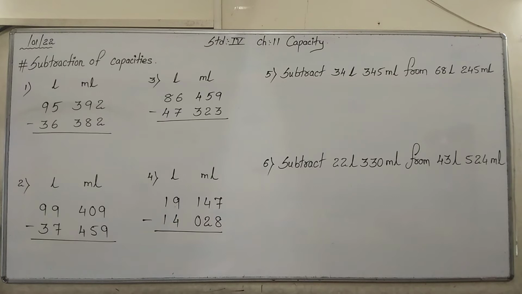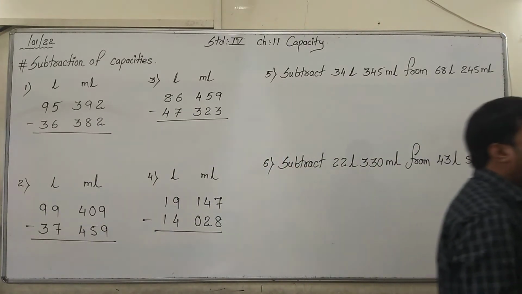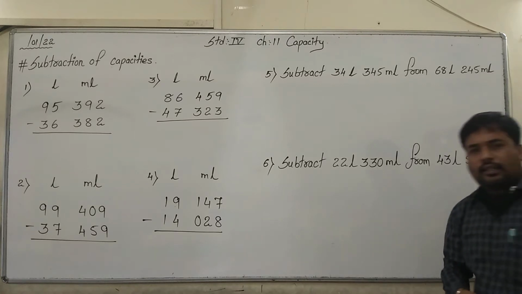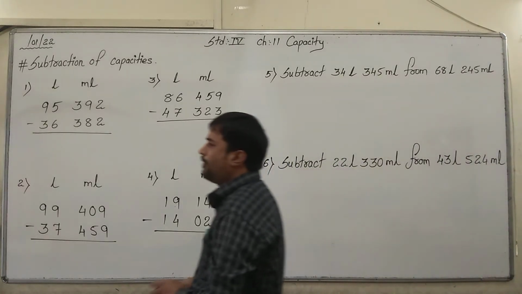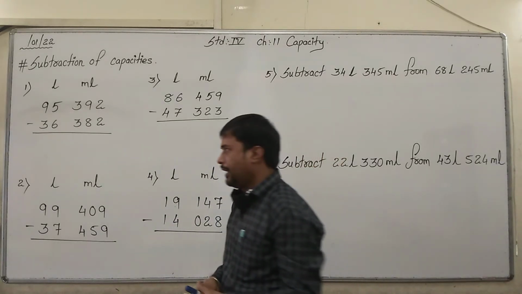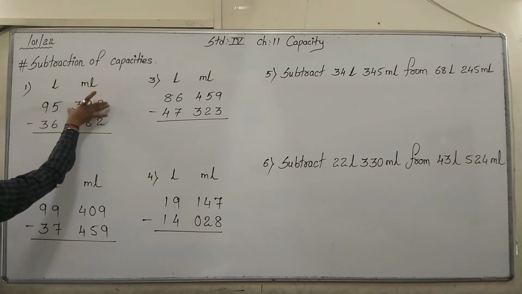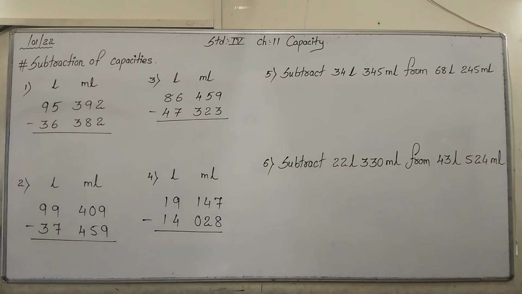Now moving ahead, today we are going to learn about subtraction of capacities, how we can subtract the capacities. The word subtraction we are very familiar with means to reduce the number by subtracting. So here is the first sum. You can see that liters are written in the column of liters and milliliters are written in the column of milliliters. Right? Now, whatever we perform for subtraction, the same thing we have to perform over here.